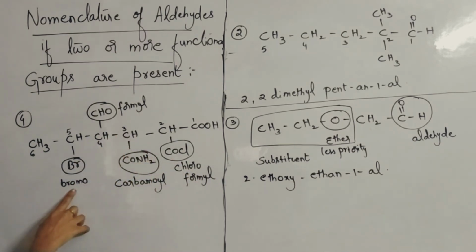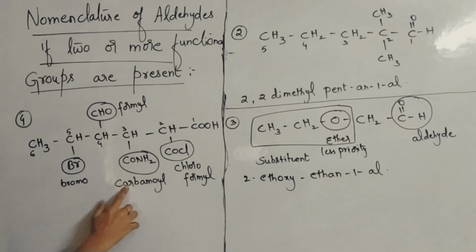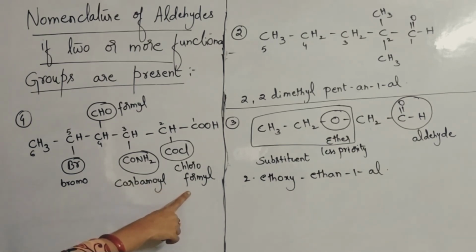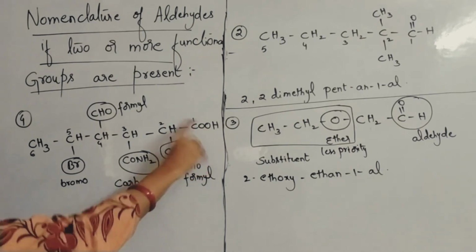Now check the alphabetical order. First you have to go for bromo. Then carbamoyl and chloroformyl. Both are starting with C only, so you check CA and CH. So carbamoyl will come, then chloroformyl will come, then formyl will come. And finally the suffix will be oic acid.